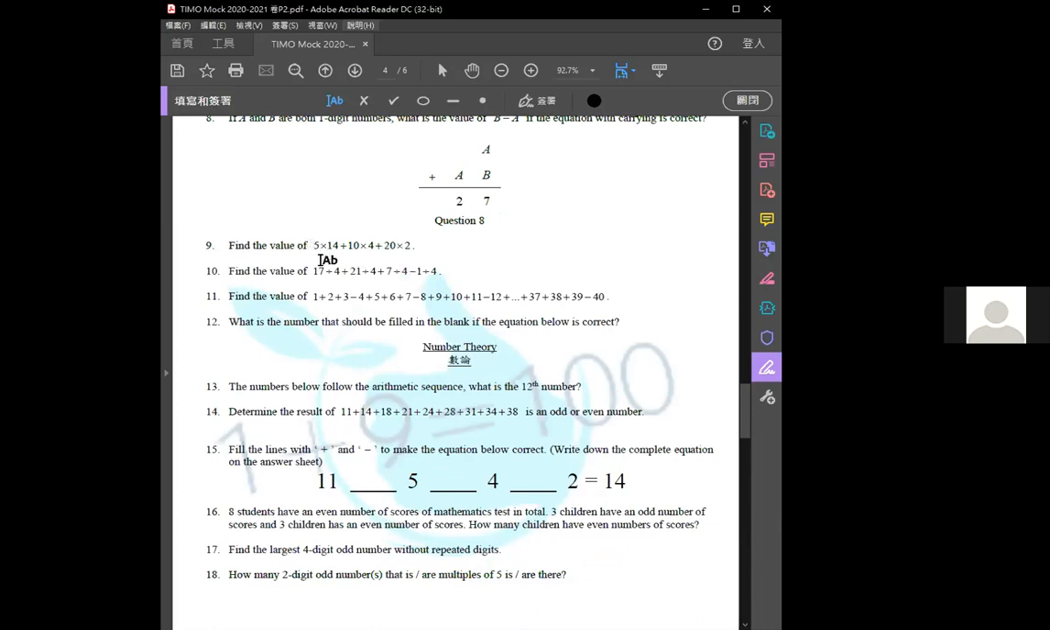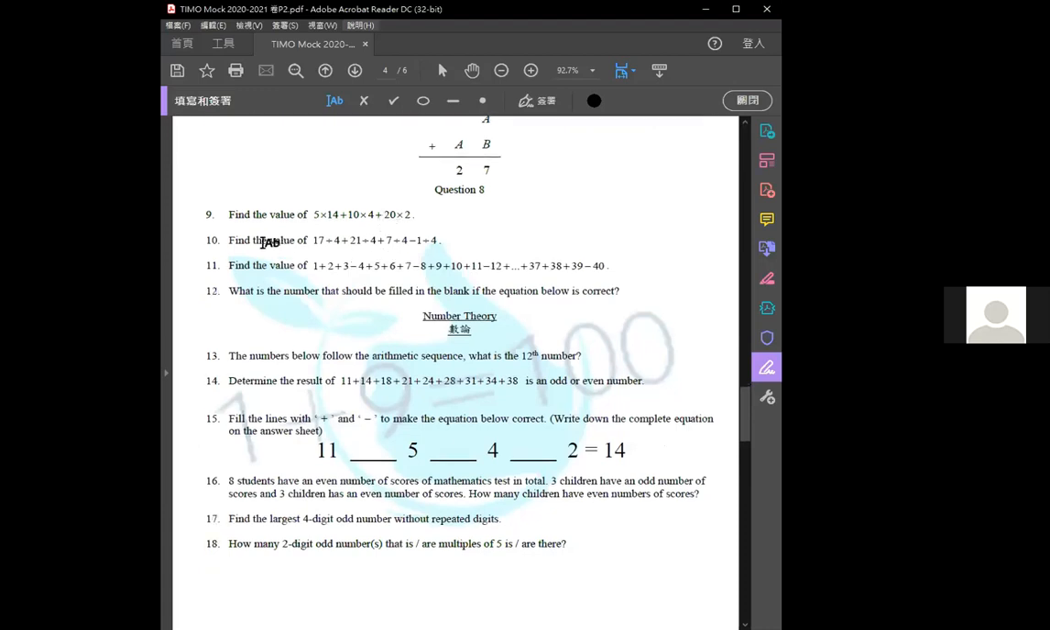So 5 times 40 is like 70, and then 10 times 4 is 40, 20 times 4 is 40, and then we have 2 40s and 1 70. So when we add them together, the answer is 150. So this one is testing whether you know how to multiply, and then whether you know how to add it together. So I believe the hard part is multiplication, something like that.